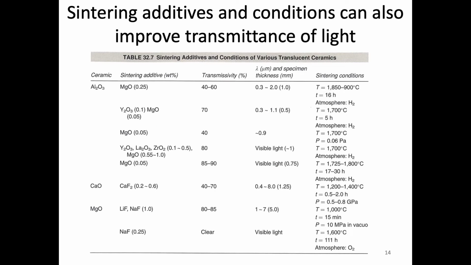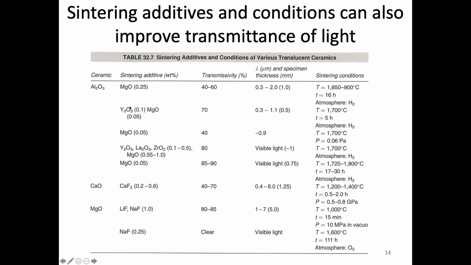Okay, so this is again a table showing you how to get the transmission that we see in these particular materials. We already talked about alumina last time, and adding MgO. That can increase the transmission, so we can get 40 to 60%, which is a pretty good amount. In this case, this is with a specific wavelength and sample thickness, and they're giving you the sintering conditions as well. So, fairly high temperature, long times, and then actually a hydrogen environment. So this isn't super common.